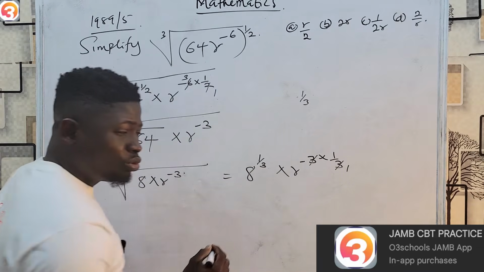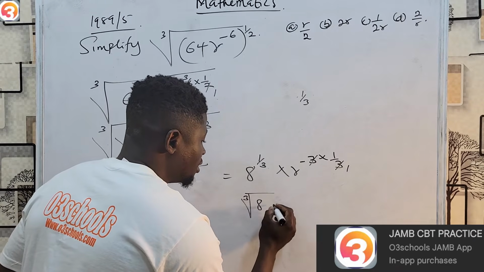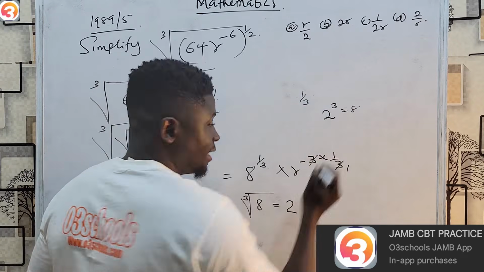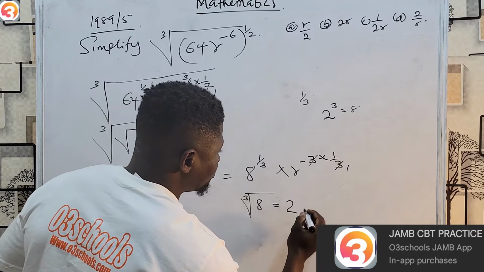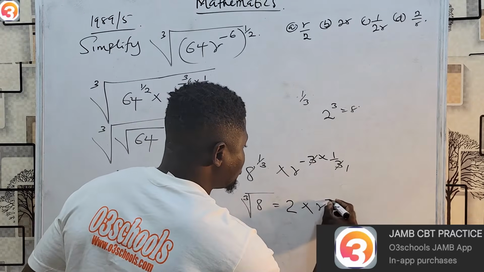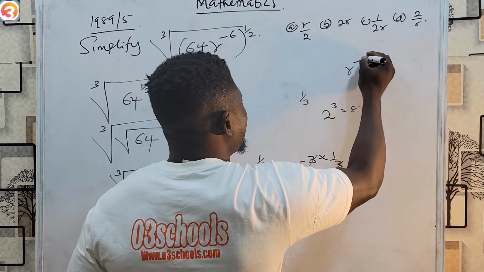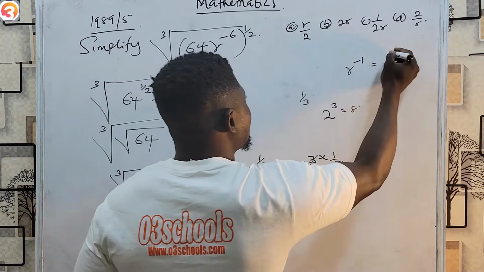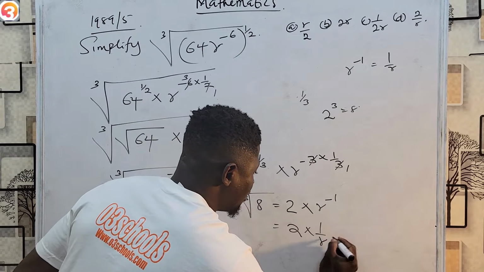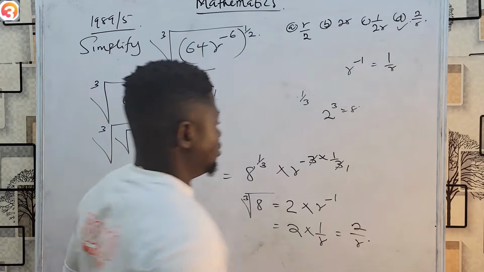Then what is the third root of 8? The third root of 8 is equal to 2, because 2 raised to power 3 is 8. So I'm going to have 2 times R raised to power minus 1. Then we know that anything raised to power minus 1, if I have R raised to power minus 1, for our law of indices, is the same thing as 1 over R. So this will give us 2 times 1 over R, which is equal to 2 over R, right? So that will be our option D.